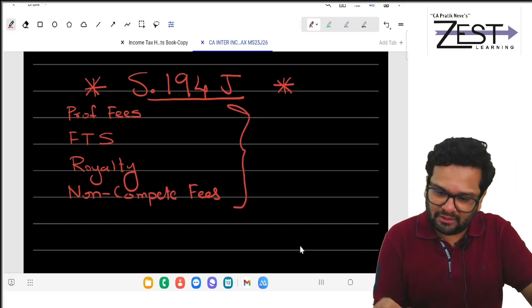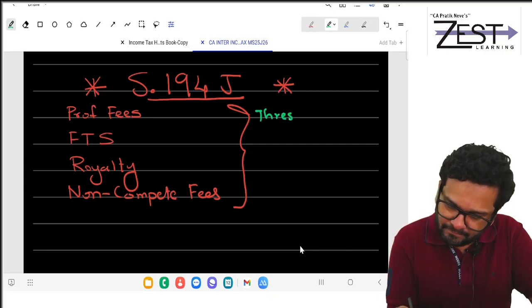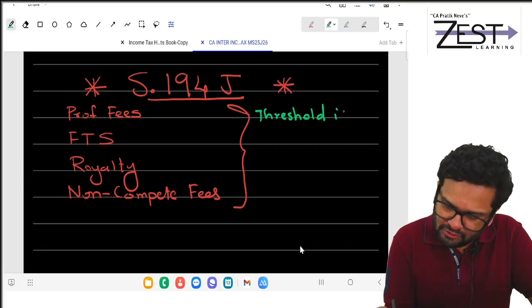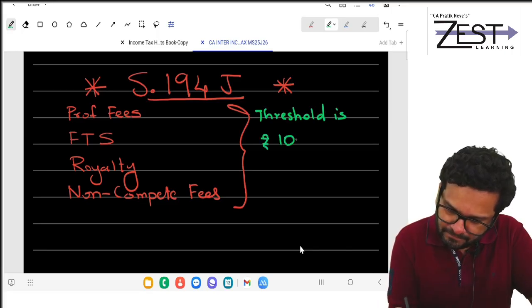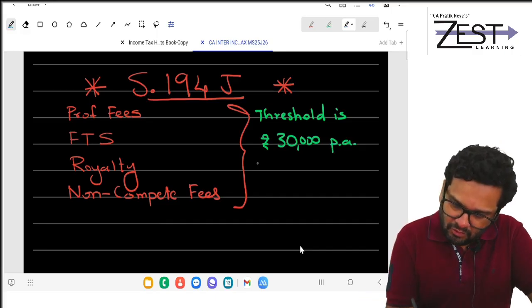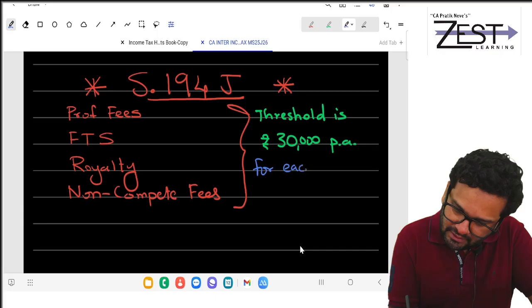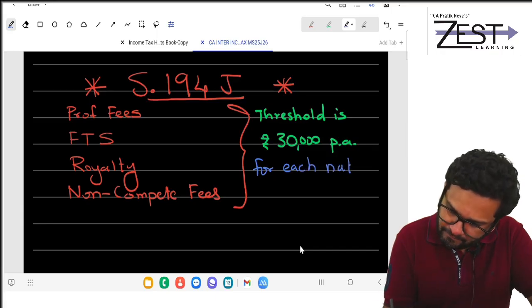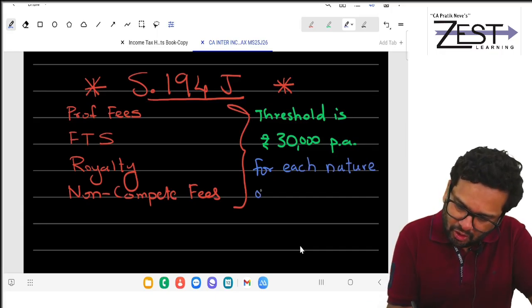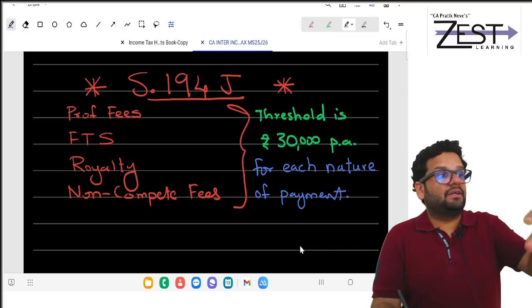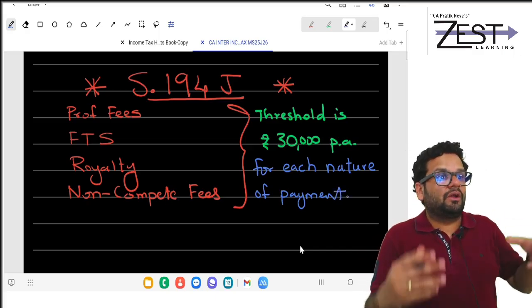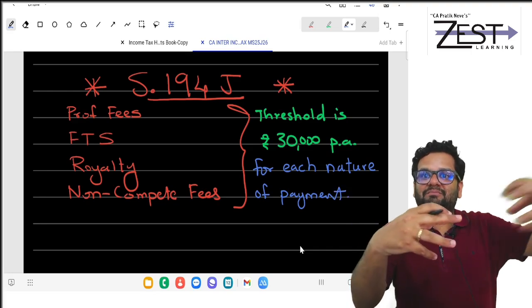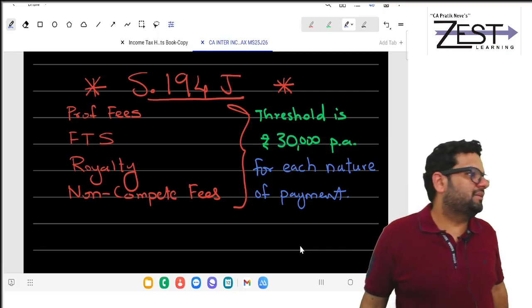I know, but threshold is rupees, oh, my bad, 30,000 per annum for each nature of payment. See, in rent, what happened? You clubbed land building plus plant and machine. Such thing will not happen here.